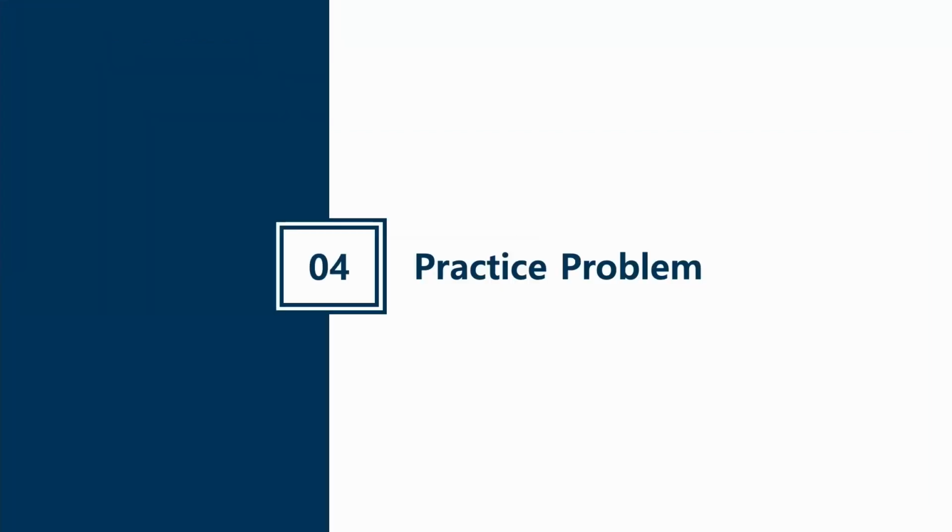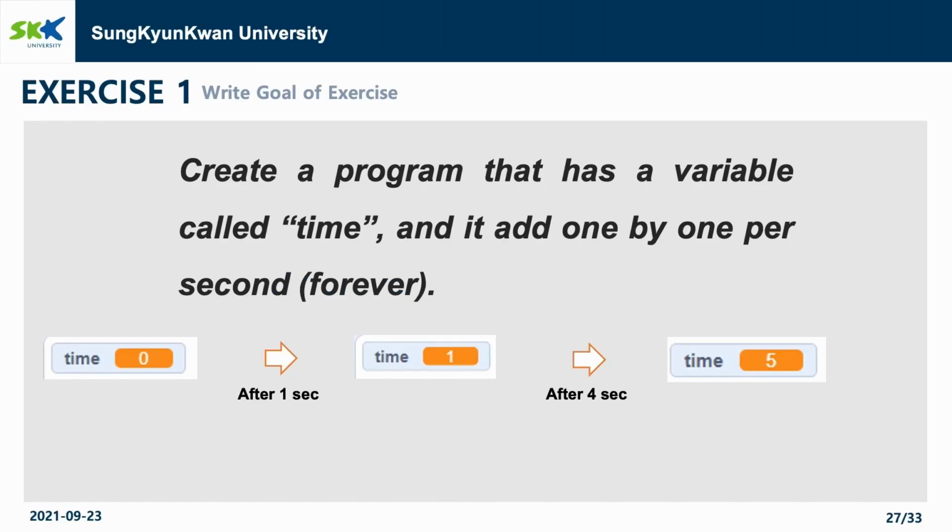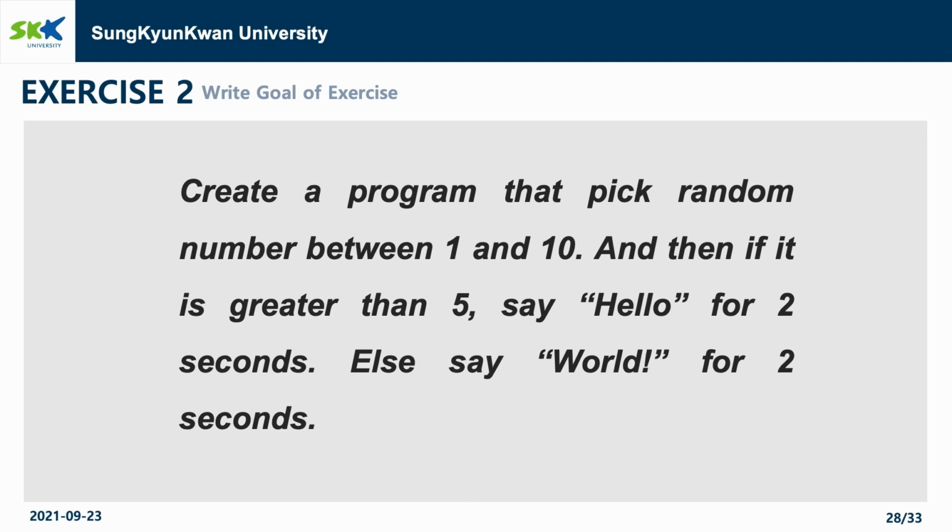Lastly, let's review what we learned today with practice problems. First exercise is to create a program where a variable called time is added by 1 per second, forever. So you have to make a variable and use the forever repeat block. Second exercise is to create a program that picks a random number between 1 and 10. And if it is greater than 5, say hello for 2 seconds, else say world for 2 seconds. You should use the pick random number block we learned and the if else block with some condition, a diamond green block.